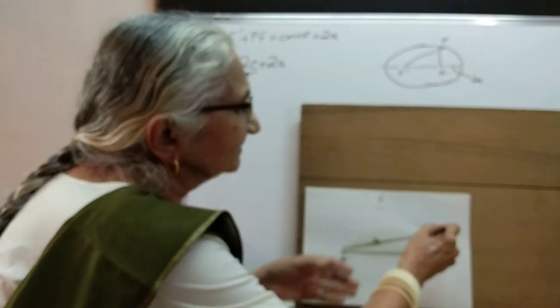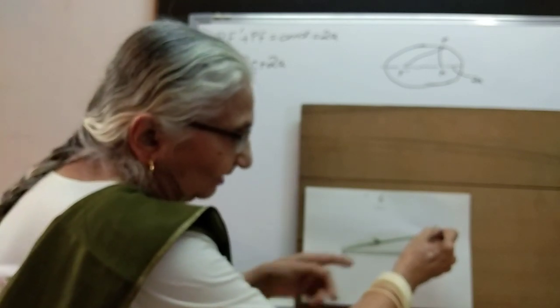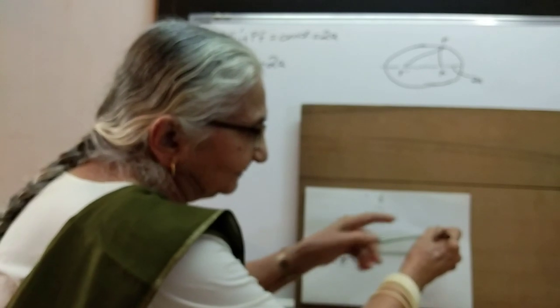Okay, so now most of the work is done. That was the understanding part. The drawing part is very easy. Hold the pen tight so that the thread is tight and the pen is perpendicular.